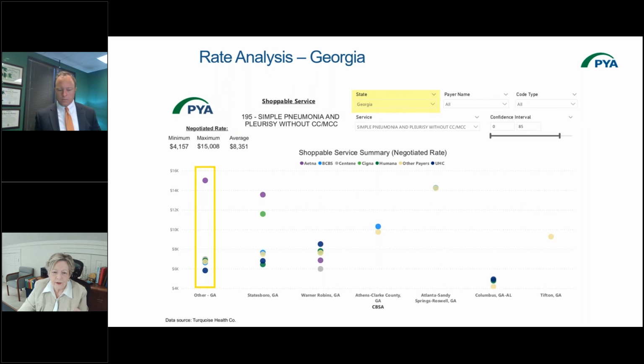In Georgia, I think it's very interesting to note that with Aetna, a hospital in rural Georgia has been able to negotiate the highest rate for this particular condition compared to all of the rural urban areas within the state. Good point.